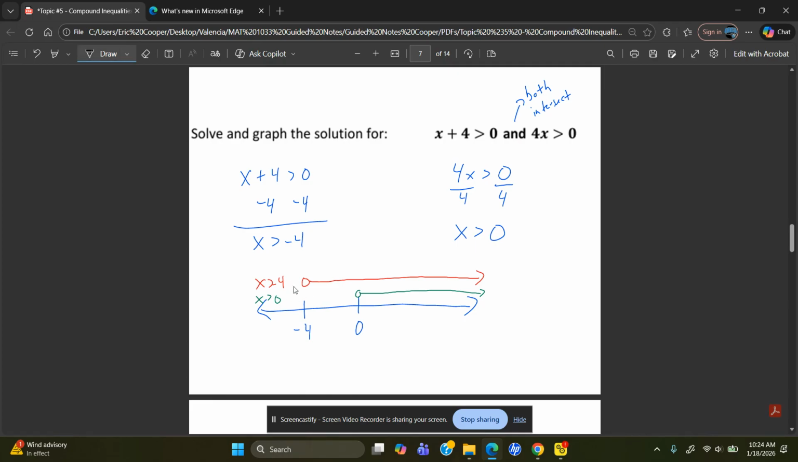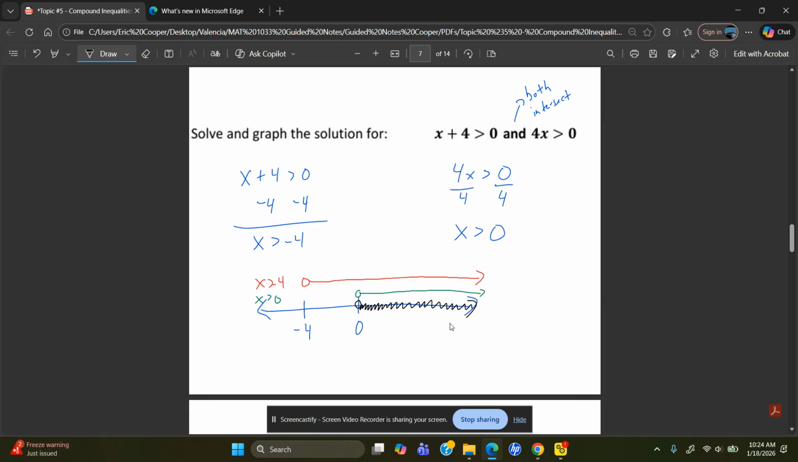So if we notice over here to the left of -4, there's none of the graphs. Between -4 and 0, we only see one part of the graph. But starting at the open dot of 0 and going to the right is where both of the graphs happen to be. So this is what we would want to graph here, which makes sense.